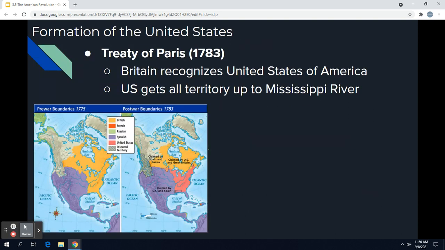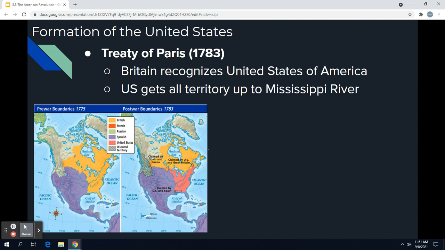In 1783, the Treaty of Paris is formally signed, and this ends the war. This ends the American Revolution, and it ends with two major things. One, Britain recognizes the United States of America as an independent nation. They're forced to give up their claims to the colonies. We get our independence. Second, the U.S. gets all territory up to the Mississippi River.